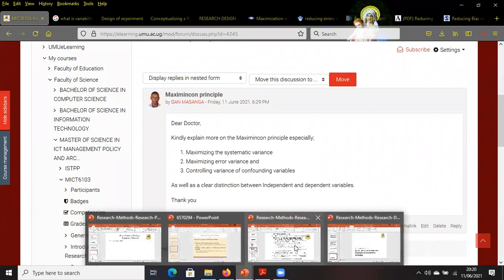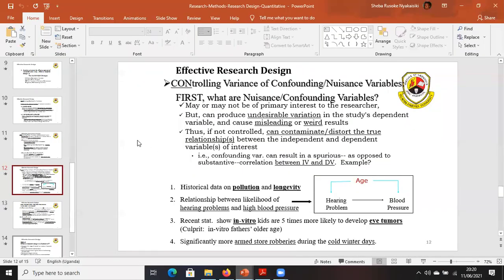I think the third section on error reduction was controlling variance of confounding or nuisance variables. So the first thing the slide was talking about, what exactly are nuisance or confounding variables? So one, you may be doing research, but you may have variables that may not be of primary interest to the researcher. But these variables can cause undesirable variation in your study or misleading results.